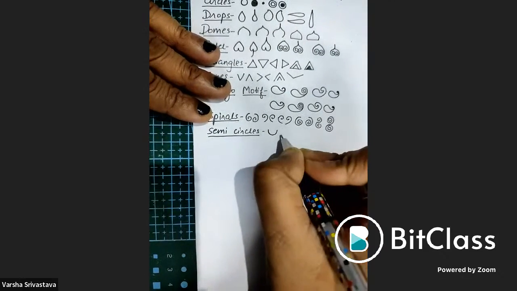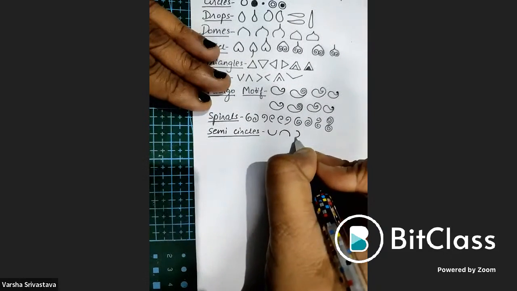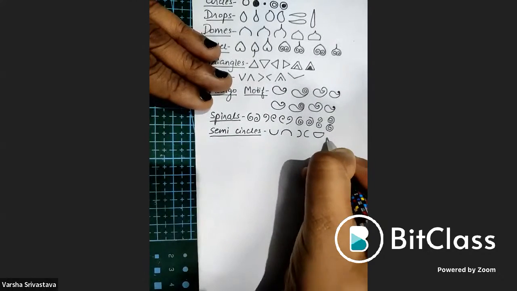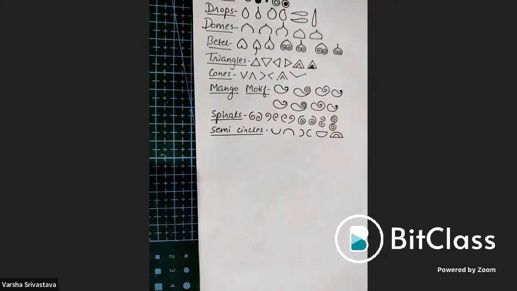Okay, I'm making the semicircle. Just make the semicircle like this or like this. Make it sideways, left and right. Make a line and the semicircle. And then make it upside down and make another semicircle inside this.